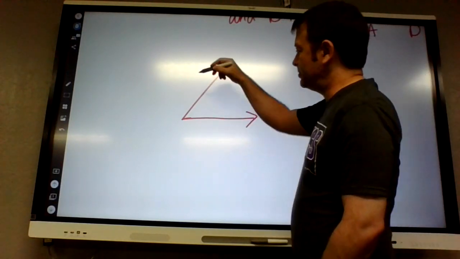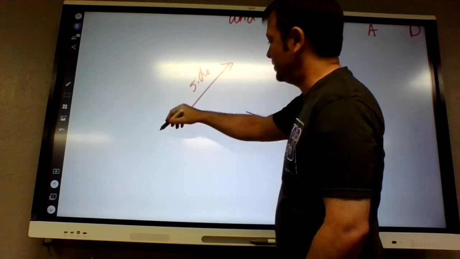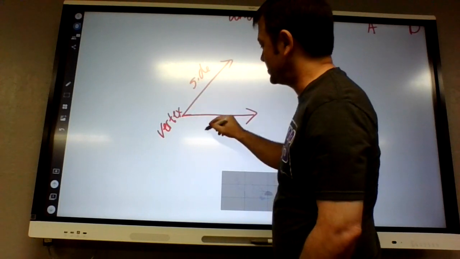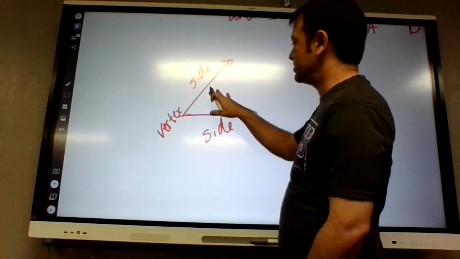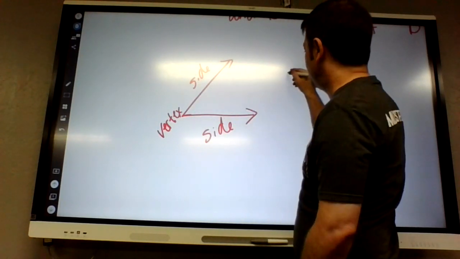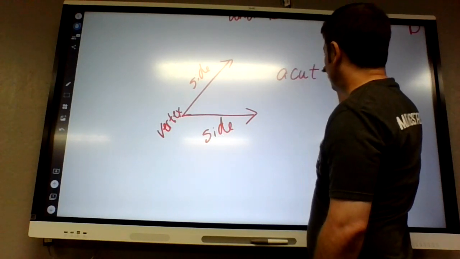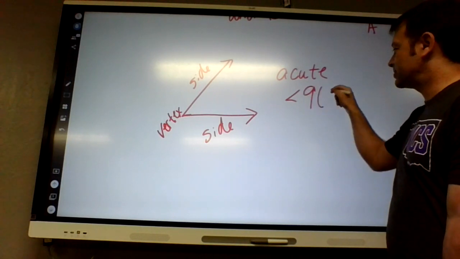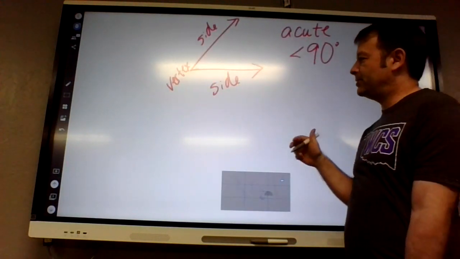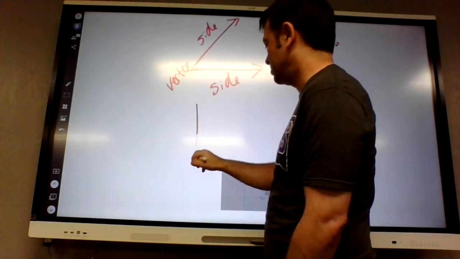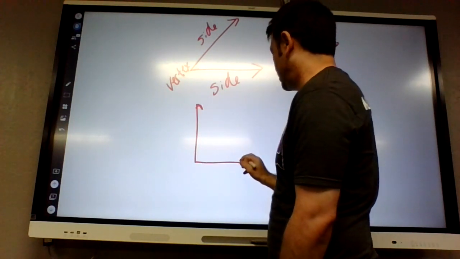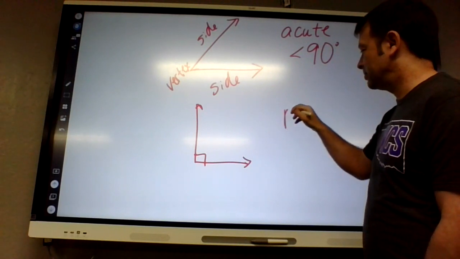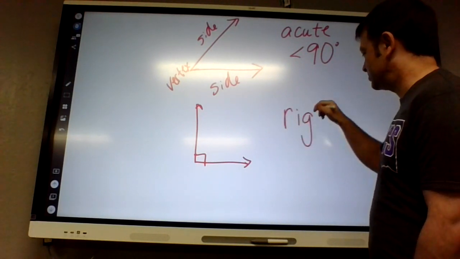Okay, so an angle, you guys remember, has a side, a vertex, side. So what kind of angle is this, by the way? Acute. And how would we define an acute angle? Smaller than 90, less than 90 degrees. And what does a 90-degree angle look like? A perfect corner. It's called a what angle? Right angle.